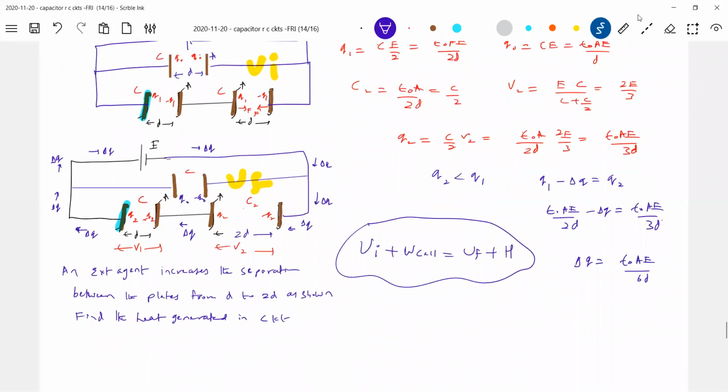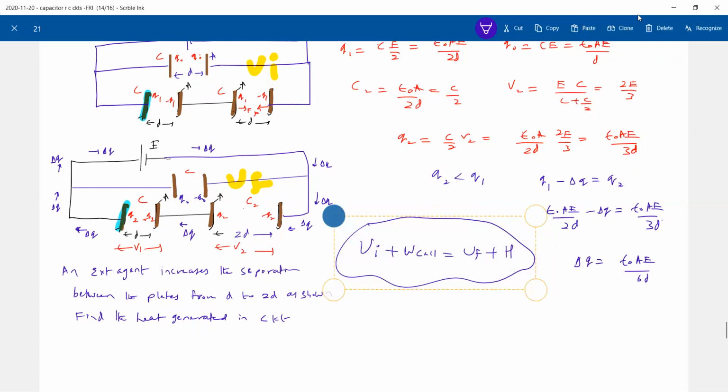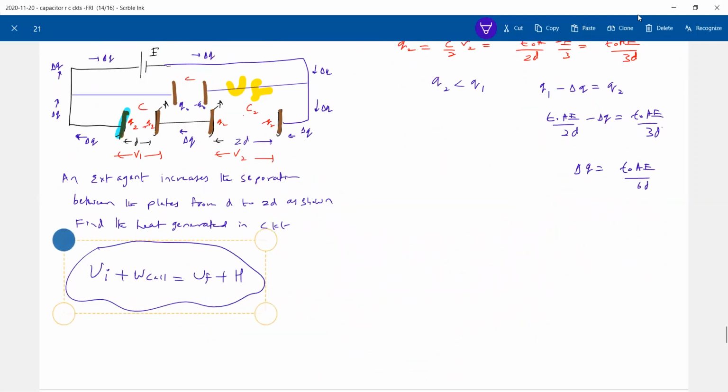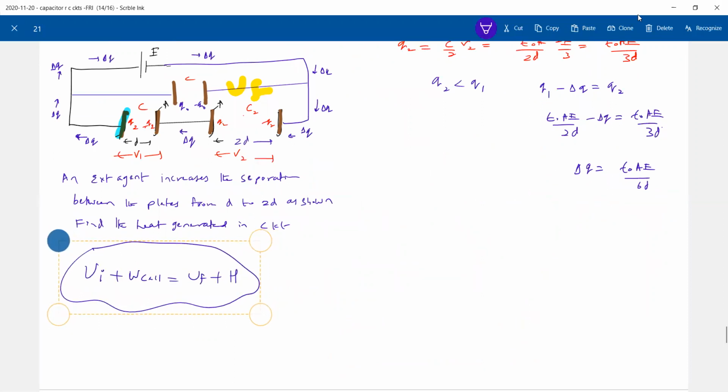I'll write down all the things. Let me pull this one down. I think we have to really work out things. You can't just say, sir, tell me any one formula and I'll write down the answers. So I think that's not possible.